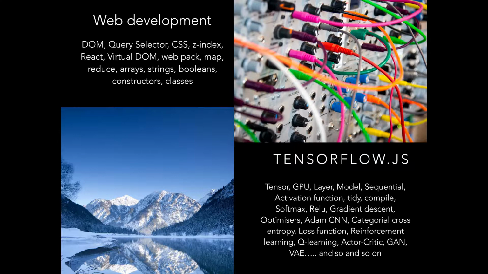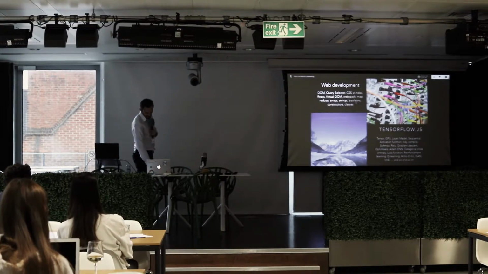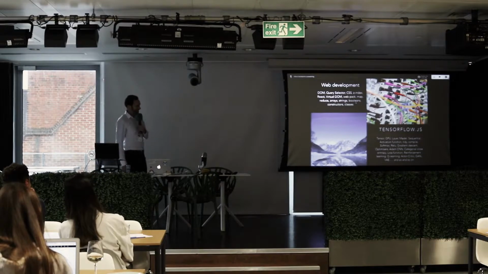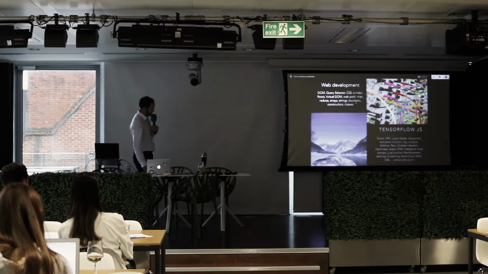So this is what it's like from a web developer's perspective moving into this. In web development, you've got your DOM, query selectors, some React, arrays, strings, and you're basically just shifting data around on the page. You come to data science, you've got tensors, GPU, layers and model sequentials, activation functions, CNN, reinforcement learning, Q learning, arithmetic, GAN, VAE, XYZ. It's probably one of the hardest things I've ever tried to learn about, and I'm still learning every day. I have strategies to learn this sort of stuff.